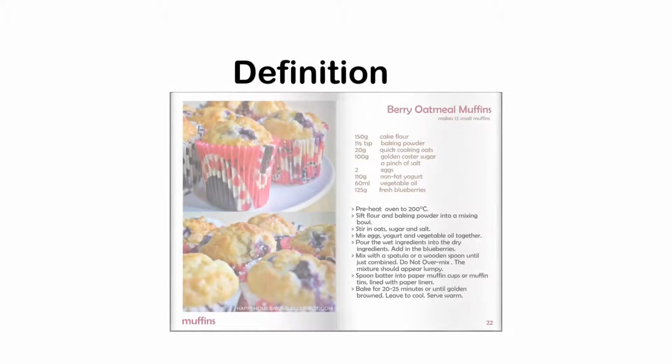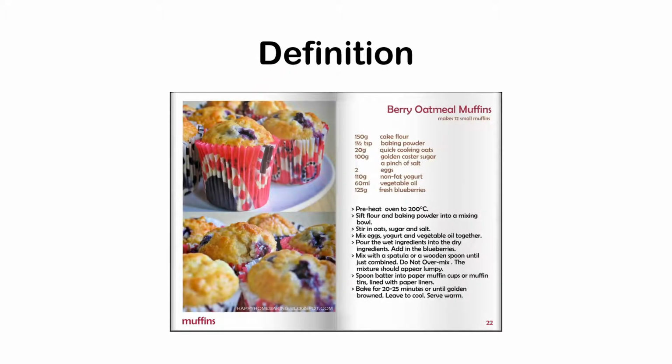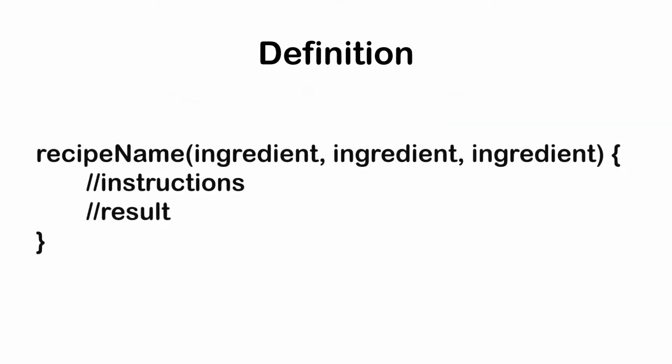There are two parts to functions and methods. There is the definition and the call. First, let's take a look at the definition. The definition is like a recipe. It's going to tell us how to accomplish the task, what you need, but it does not execute it for you. In coding, you can think of it kind of like this.